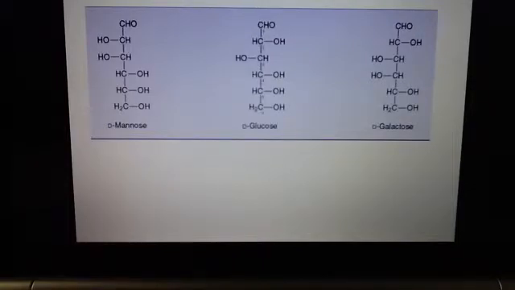Okay, so we're just looking at these monosaccharides. We have mannose, glucose, and galactose, the D form. They basically look the same, except that they're shifted over at different points, which is what makes them different. Mannose is a C2 epimer of glucose, whereas galactose is a C4 epimer. Each of the monosaccharides has distinct physical and chemical properties. So let's take a look at these and notice the differences in the structures.